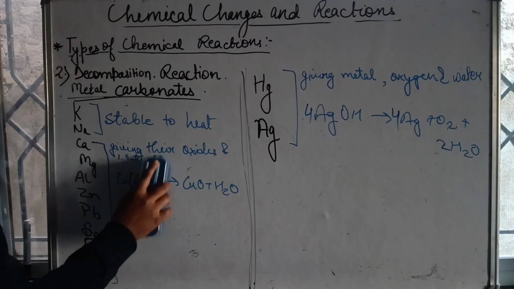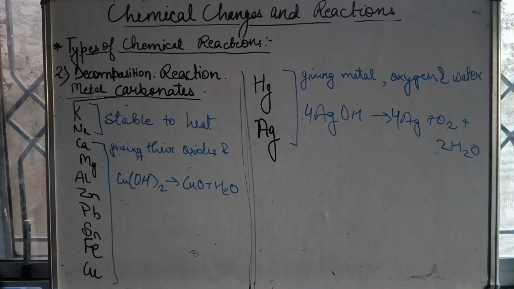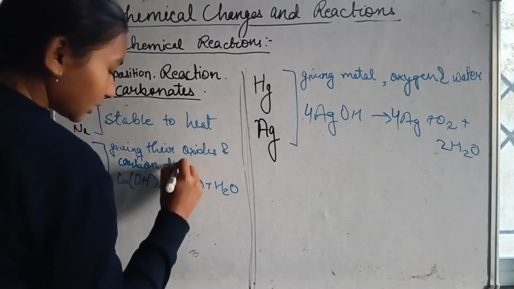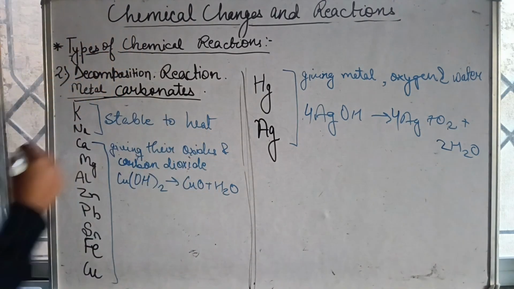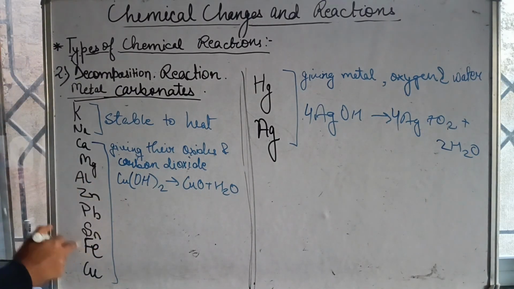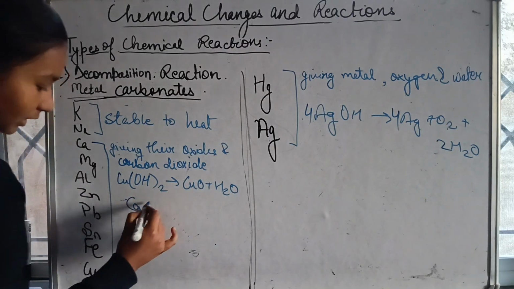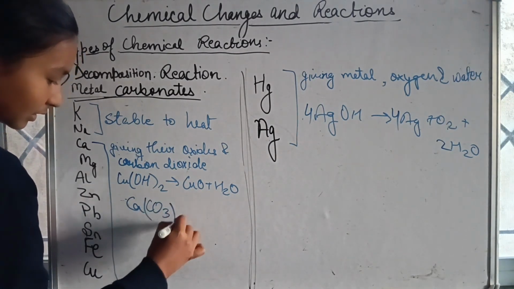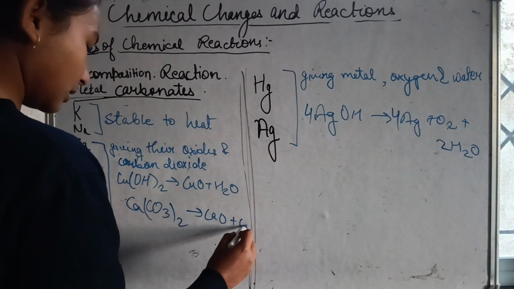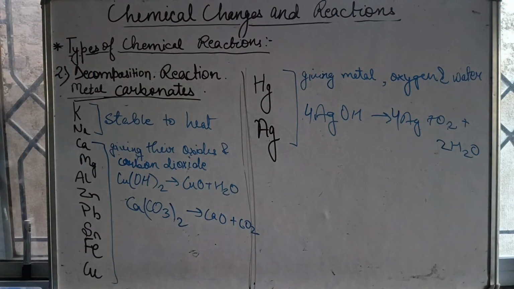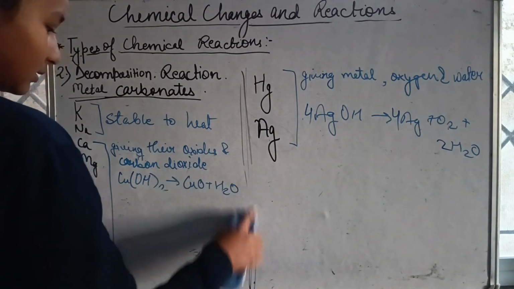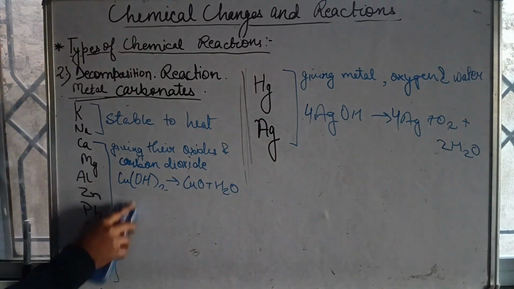Their oxide and carbon dioxide. So the reaction will be, again I take copper. Okay, I'll take another metal, say calcium. Calcium carbonate will give CaO plus CO2. The balancing is difficult. Okay, I'll spread it out and write it.